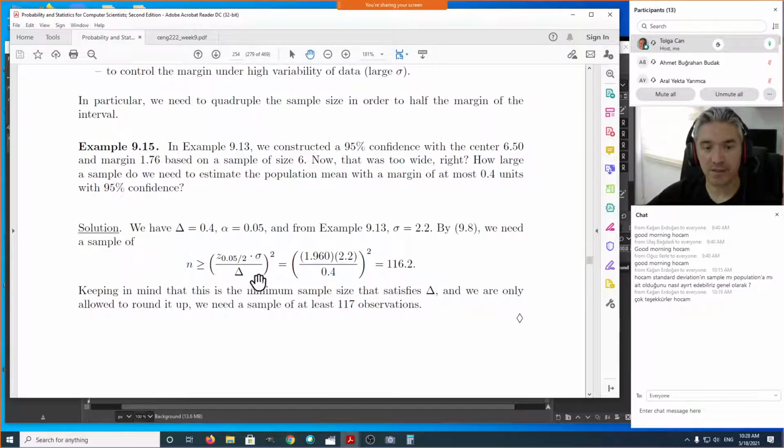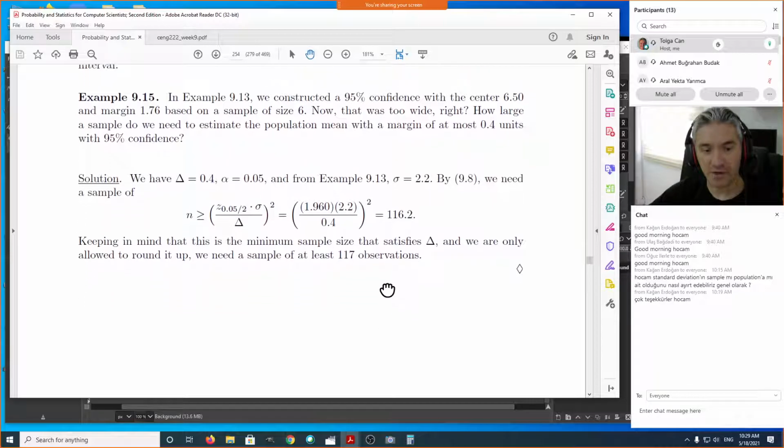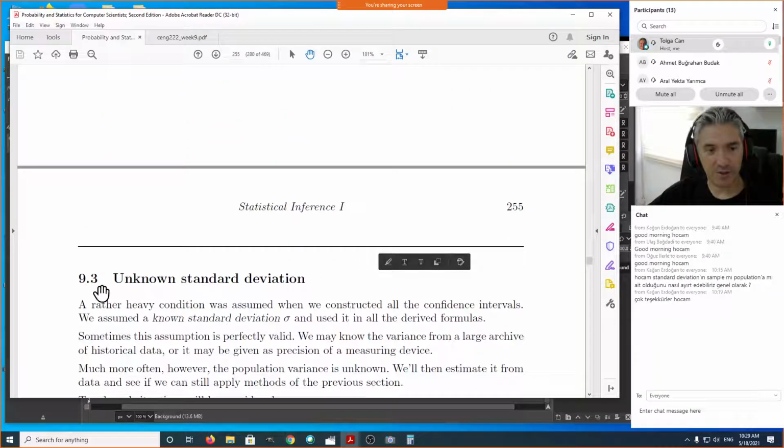So this is how, if you want to decrease your margin, which means increasing your precision in your estimation, you have to increase your sample size, and it has to increase quadratically based on how much you want to decrease your margin. I'm not going to start 9.3 today.